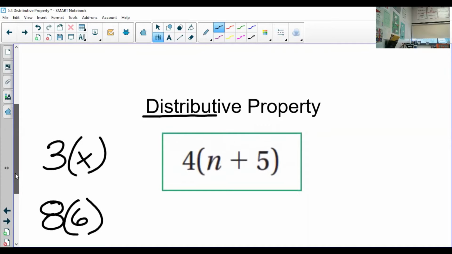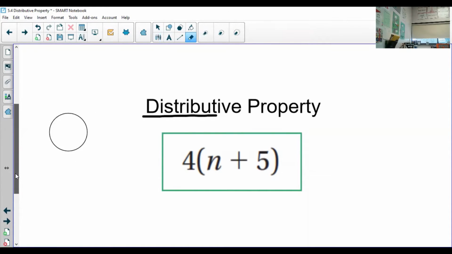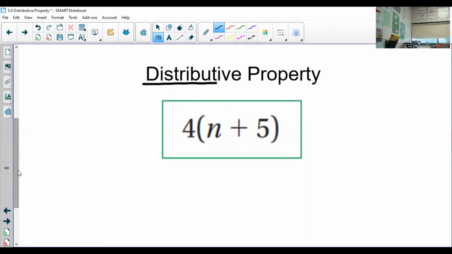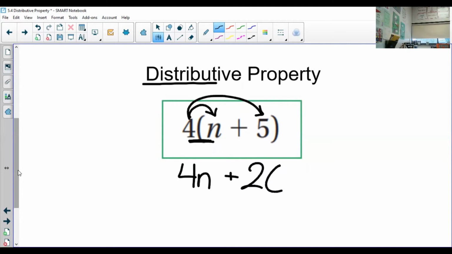So if we go back and look at the example I have here, distributive property really just means to distribute. The 4 parentheses, n plus 5 parentheses, and all we're really doing is distributing the 4 to both numbers. So let's think about it. This 4 right next to the n says to multiply. So what's 4 times n? Well, we don't know what n is, so it really would just be 4n plus, what's 4 times 5? 20. So now I have 4n plus 20.